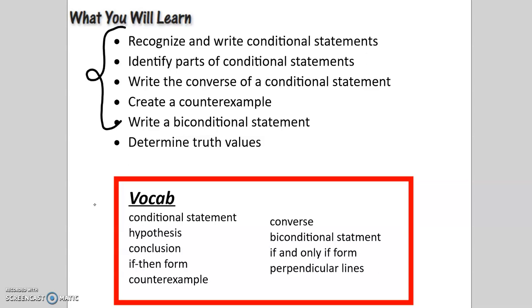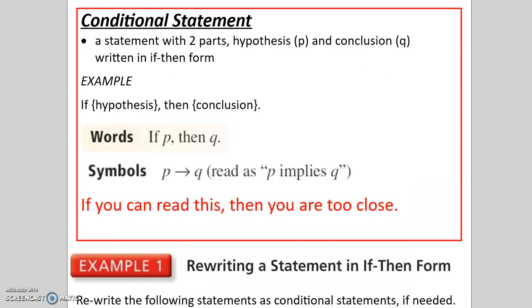Here we go. The first thing we need to define is what on earth is a conditional statement. A conditional statement has two parts, a hypothesis and a conclusion. Hypothesis and conclusion are long words, and math people are lazy. We don't feel like writing those words out. So we say the letter P represents hypothesis, and the letter Q represents conclusion.